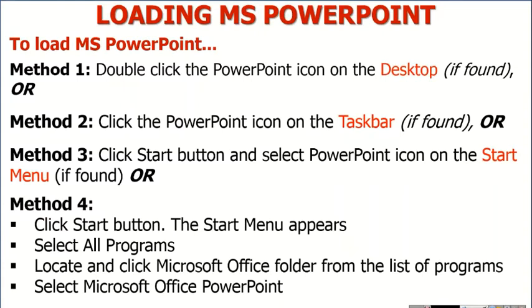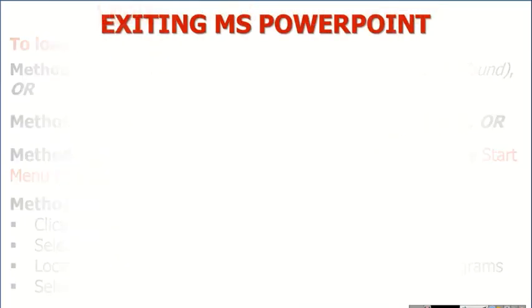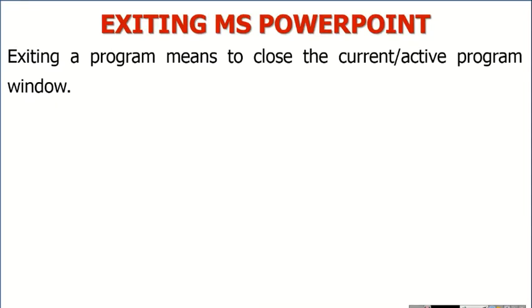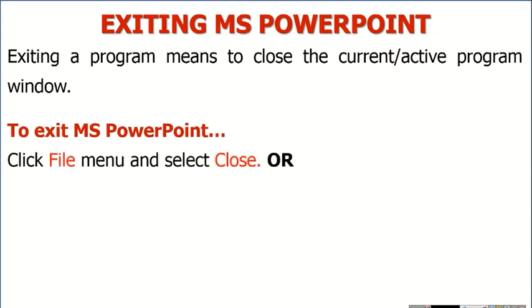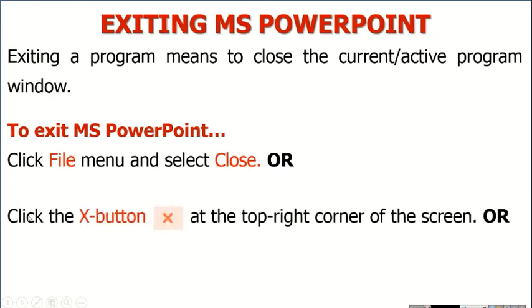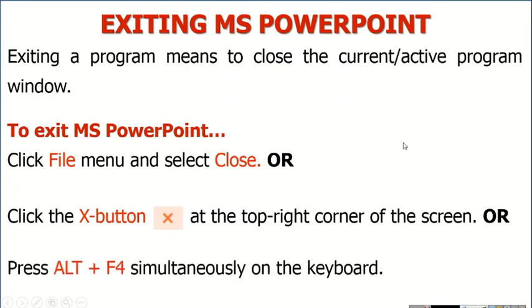So that is how to load MS PowerPoint and of course every other computer program. Alright, how do you exit PowerPoint? It's very simple. To exit simply means to close the current or active program window. You click File menu and then you click Close command, or you click the X button at the top right corner of the screen. There's a shortcut key for that, which is Alt F4. If you press Alt F4 simultaneously on your keyboard, then the active program window will close.